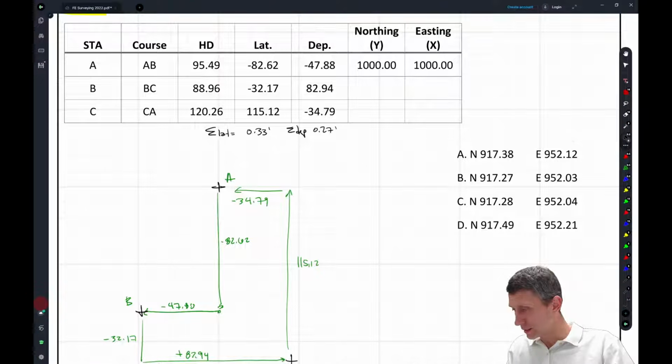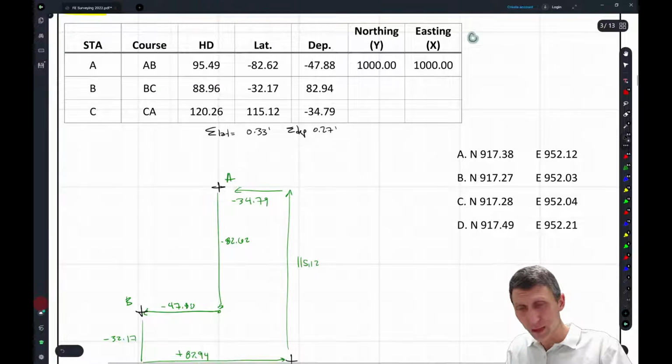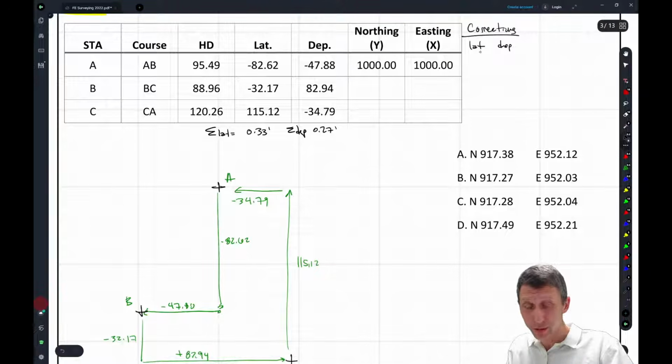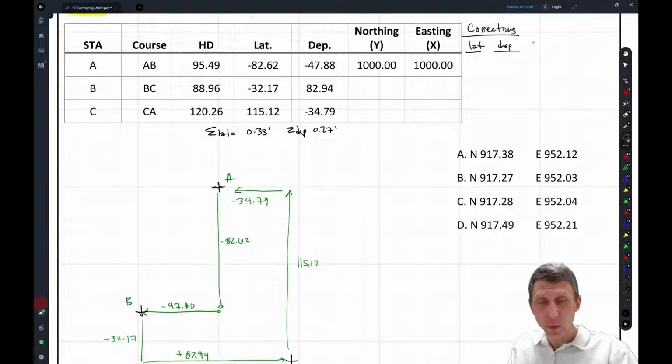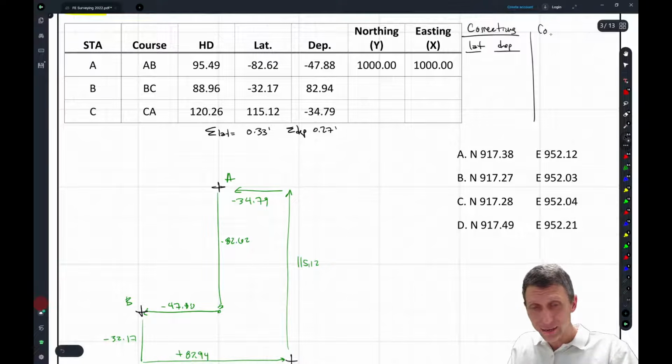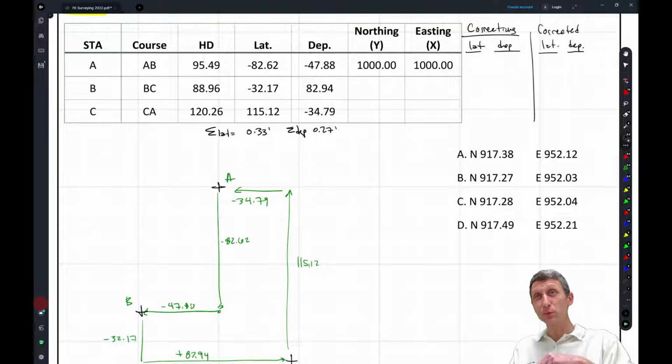Maybe I'll write it here. I'll write a line for corrections. Okay, so we'll have a correction for the latitude and a correction for the departure. And in addition to that, we'll have a corrected latitude and departure. And we'll use these corrected latitudes and departures to get our actual coordinates.